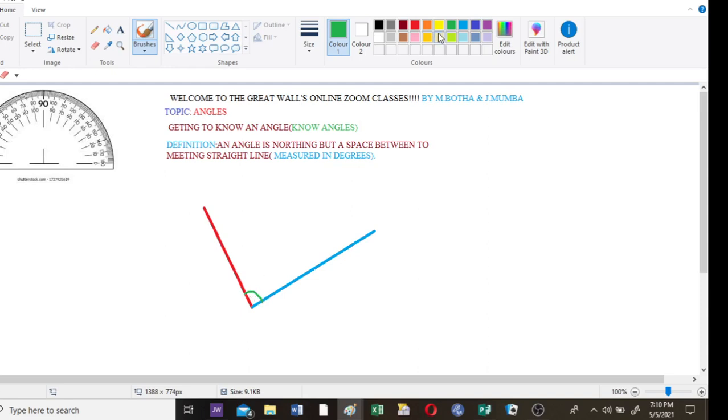But that is not the only angle we have. Even this one outside, this is also an angle. Okay? So how do we measure this angle? Let us look at another example here on how to measure the angles. So suppose we have a straight line. Okay, suppose we have this straight line here.